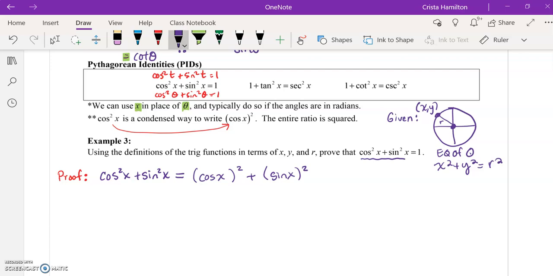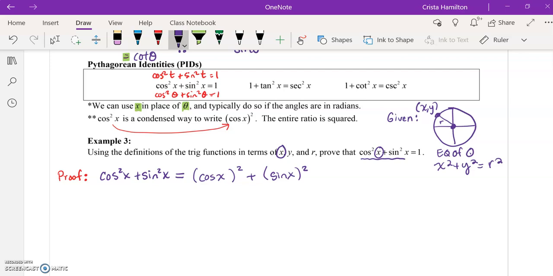cosine of x, the ratio, squared, plus the sine of x, ratio, squared. Now, I will tell you that the one thing that we don't like about this is you have to recognize that this x right here and this x right there are not talking about the same thing. And so when you see things like this, you really want to be very, very careful about this.